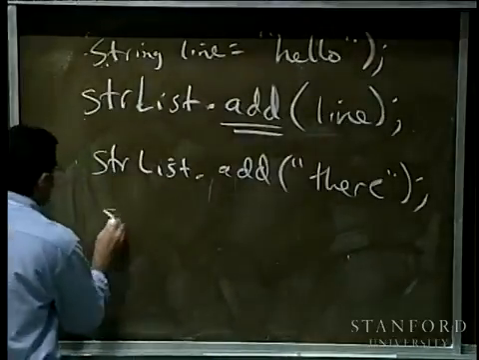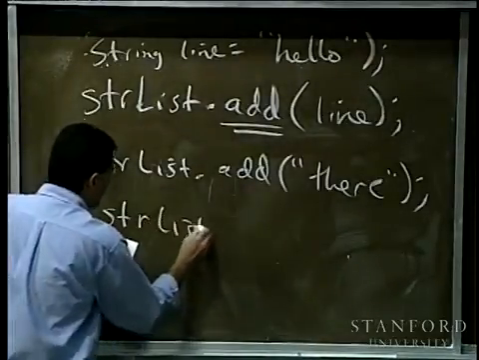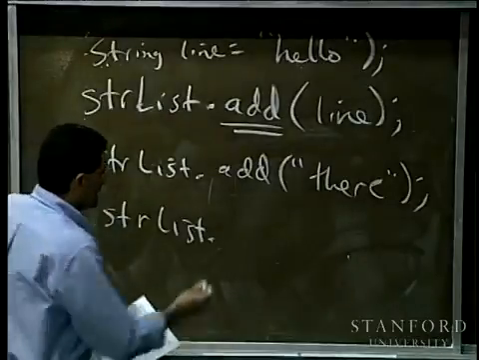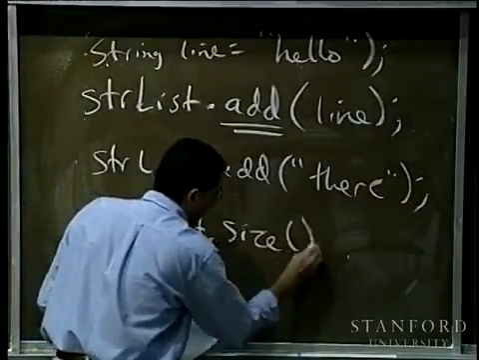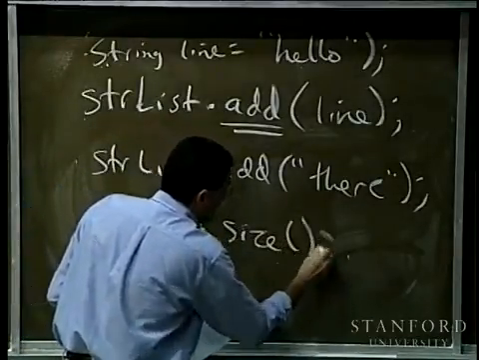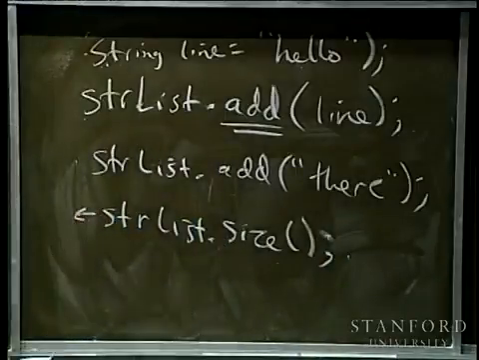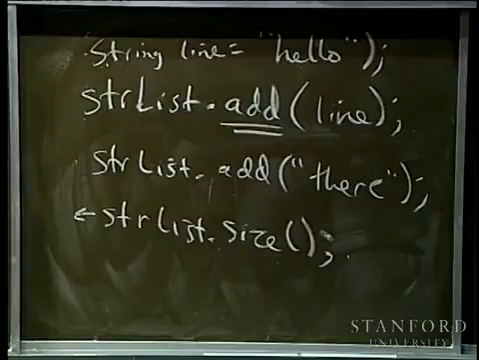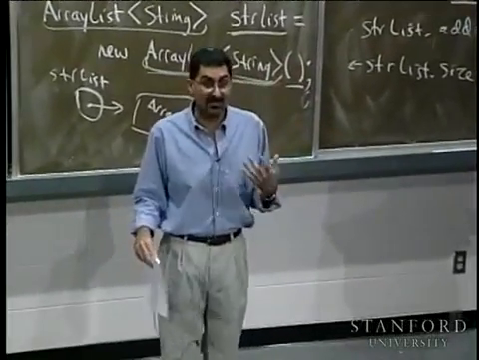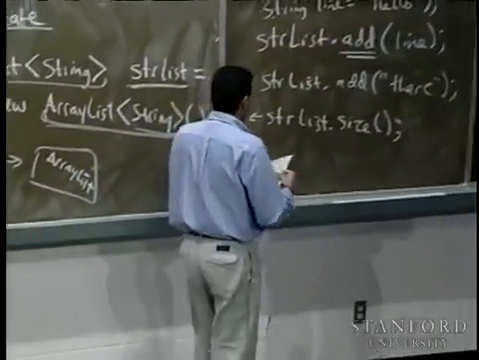Some other things I can do with str list, I can ask str list or array lists in general for their size. So there is a method called size, open paren, close paren. What this does is it gives you back as an integer how many elements are inside your str list, okay, based on how many you've added. Okay? Another thing you can also do is you can say, well, it's great to be able to add all these elements, but how do I actually get information out of my array list?